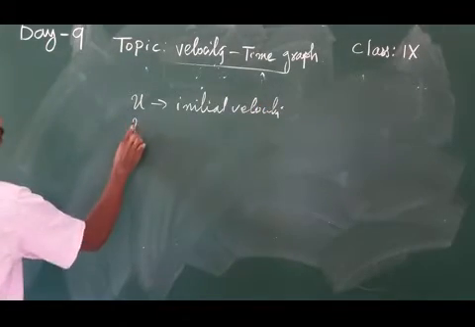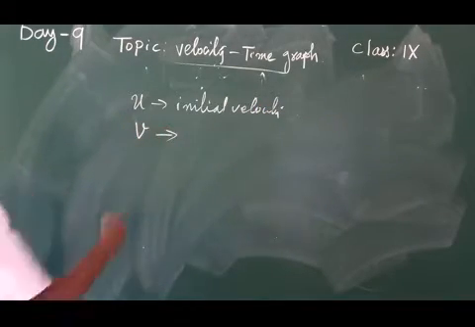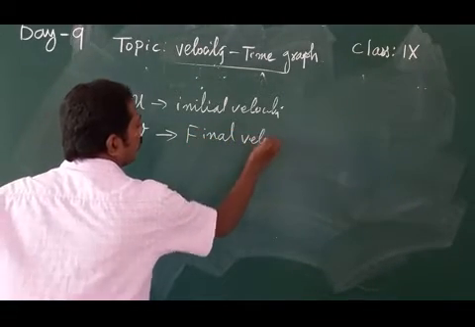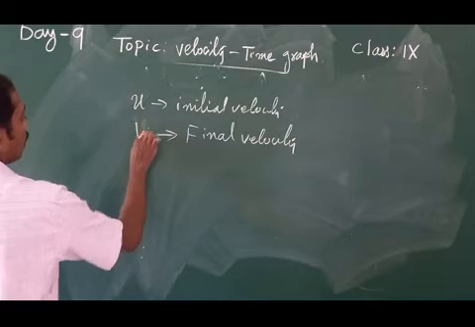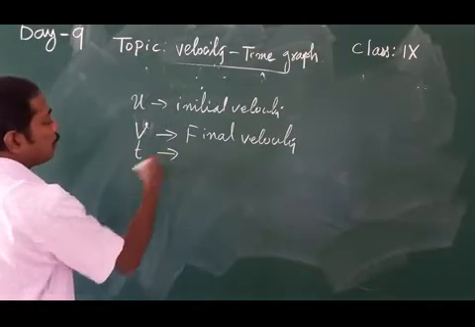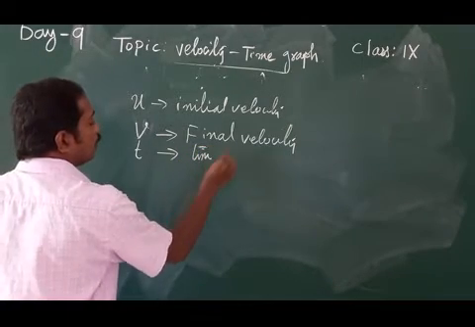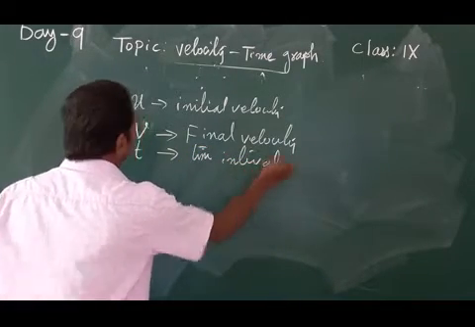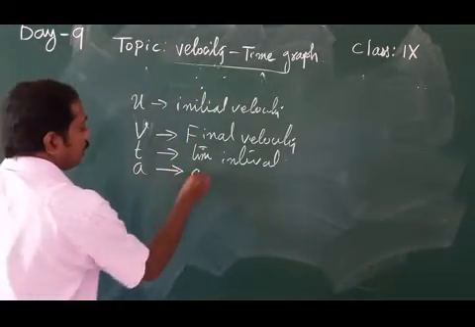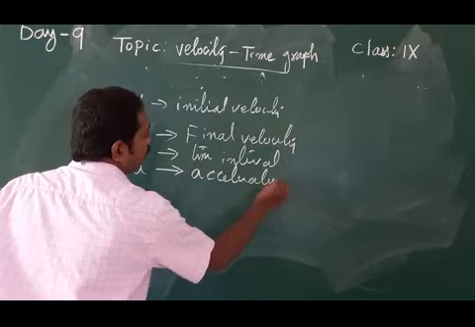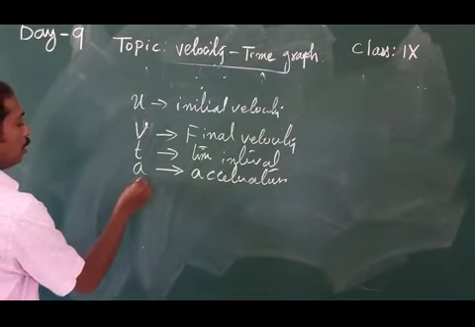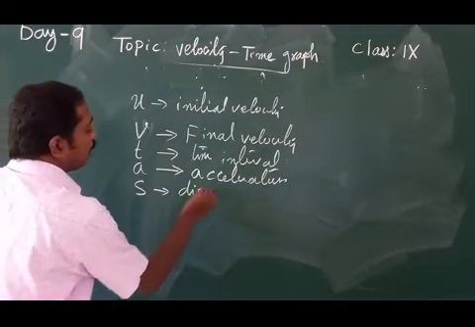Initial velocity u. Then what is the final velocity? v. Then t is the time interval to change velocity from u to v. a, acceleration. s, distance traveled.